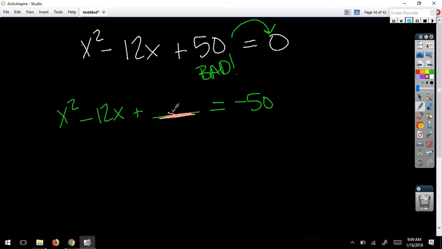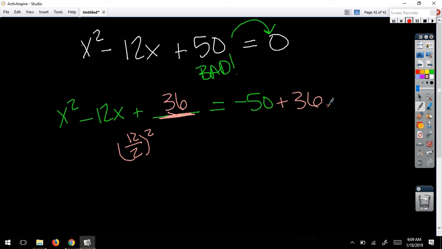Yes, if it's bad, you're going to do this. 36, because 12 over 2 squared is 36. But because I'm an equation again, I have to stay balanced and nice and equal on both sides. I'm going to write you some steps in a minute. I just kind of wanted us to think through one first.